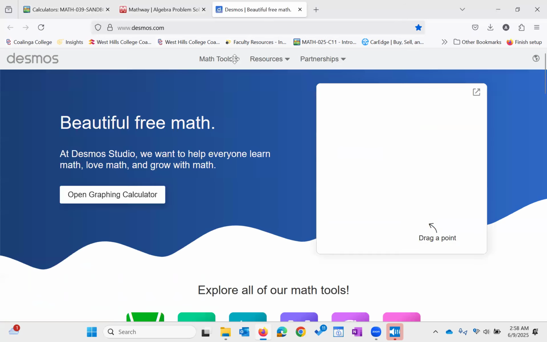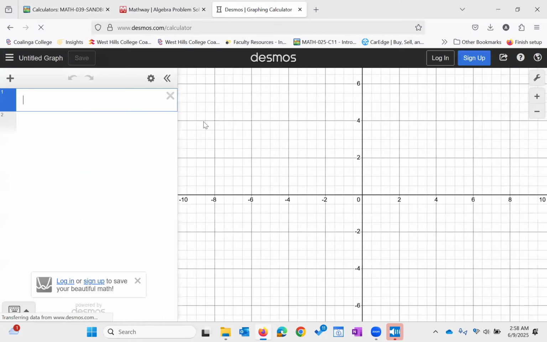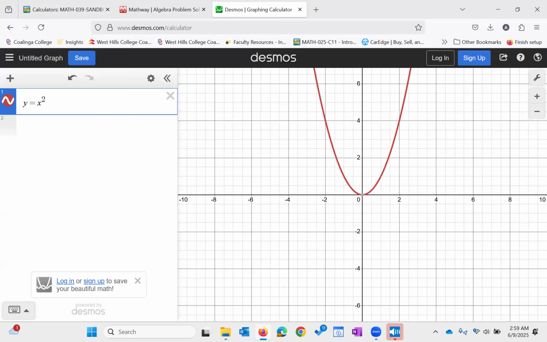So let's now go to Desmos. It is also a graphing tool. Primarily, it started off as a graphing calculator. So if you need to graph something to see how it looks, this is perfect. So y equals x to the power of 2. There it is. So again, a graphing calculator.